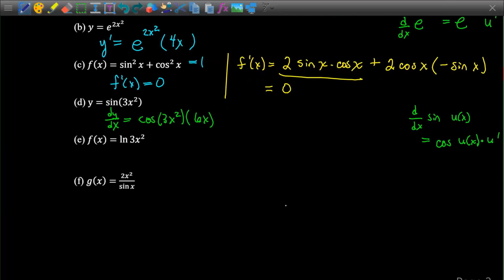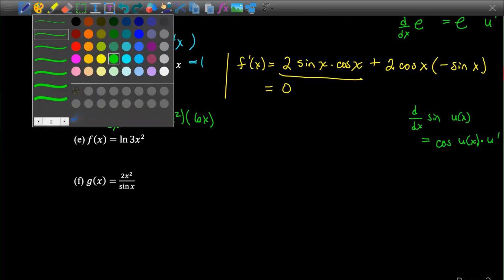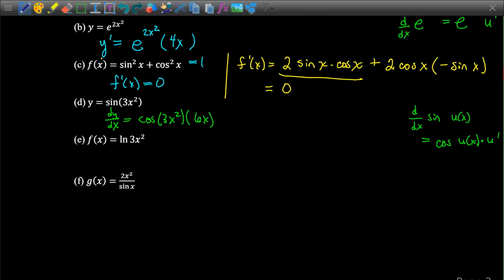All right, for E, the derivative of a log. So if it was just natural log of x, then our answer would be 1 over x. But because we have our log of this function, 3x squared, then we are going to apply the chain rule. So f prime is 1 over 3x squared, and then multiply this by the derivative of 3x squared, which is 6x. So it's 6x over 3x squared. If it's something this simple, you should simplify it. So this is 2 over x.